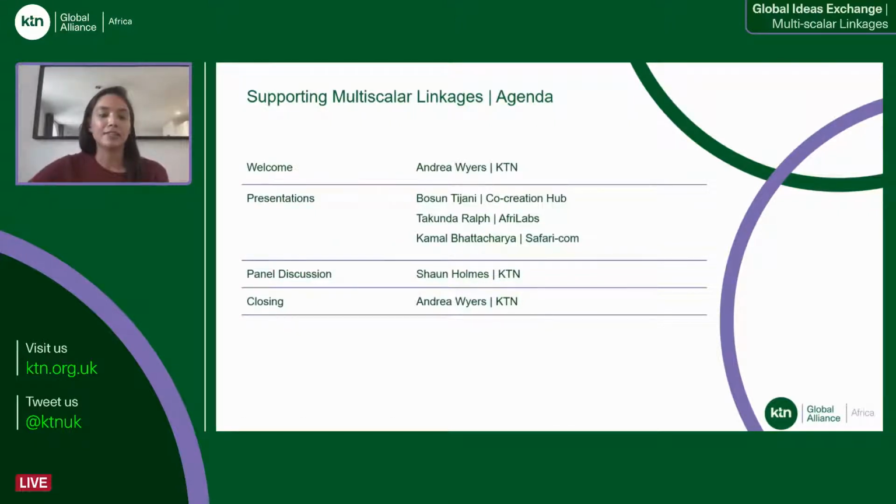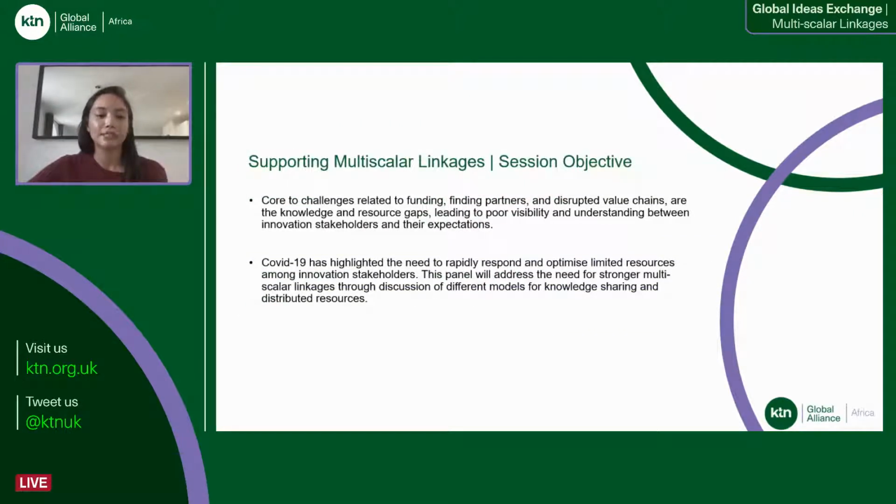Just to say again that core to many of the challenges that we surfaced through our analysis, whether related to funding, finding partners, or disrupted value chains, are the knowledge and resource gaps that can occur through broken down mechanisms for communication. That can lead to poor visibility and understanding between different innovation stakeholders and their expectations. So the key objectives for this session are to address the need for stronger multi-scalar linkages through discussion of different models for knowledge sharing and distributed resources.